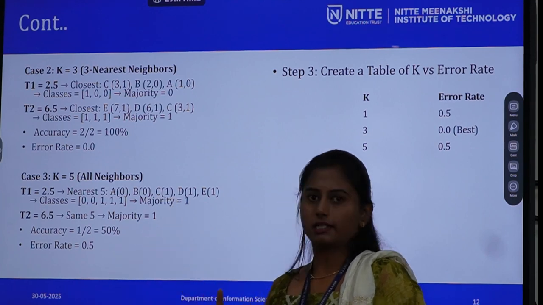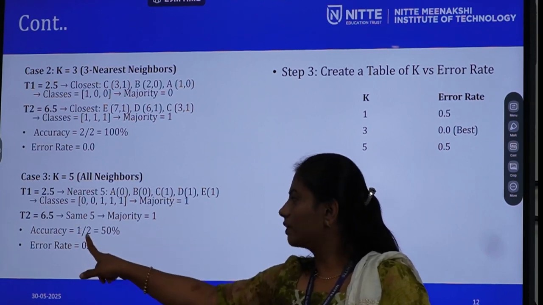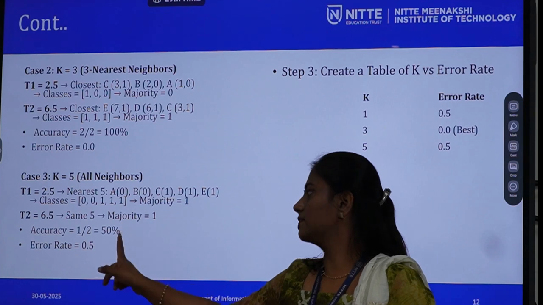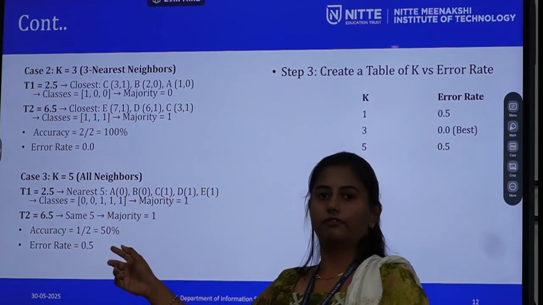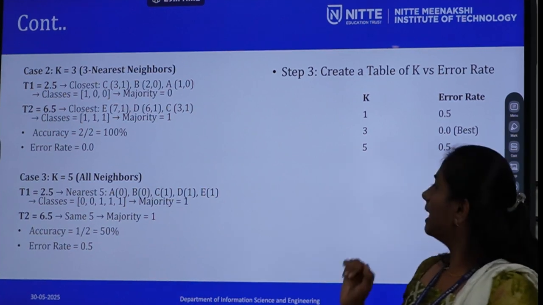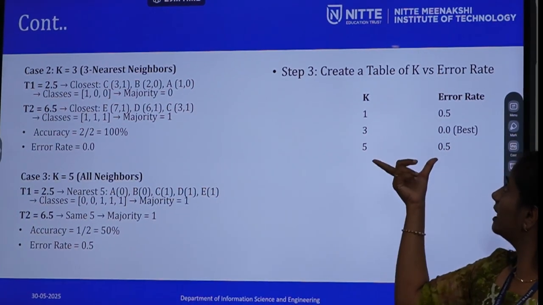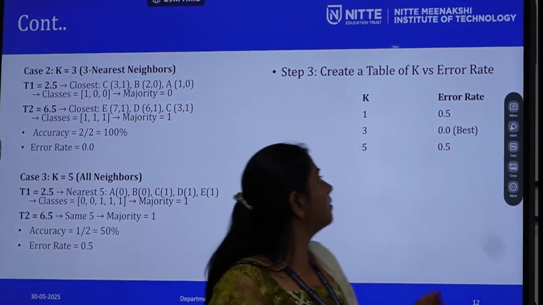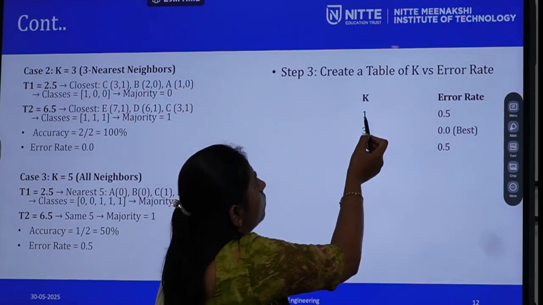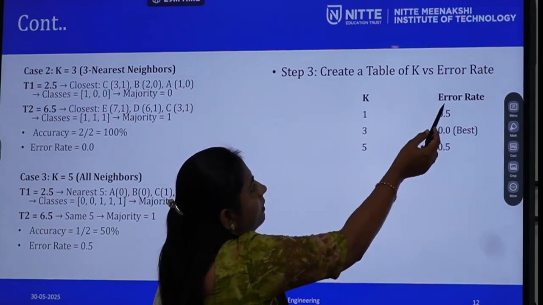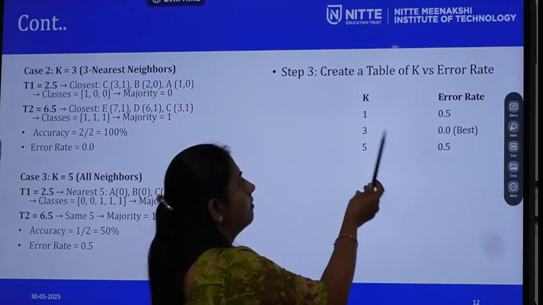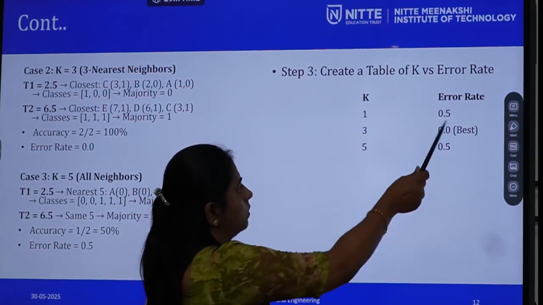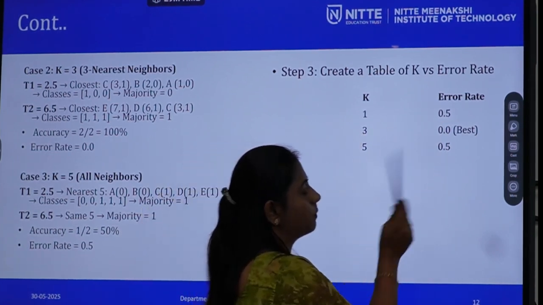Out of this, 1 is correct. So 1 by 2, you calculate the accuracy, which is 50%. Again, the error rate is 0.5. Once we calculate this, we put it in a table for k equals 1, 3, 5. When k equals 1, the error rate is 0.5. When k equals 3, the error rate is 0. When k equals 5, the error rate is 0.5.